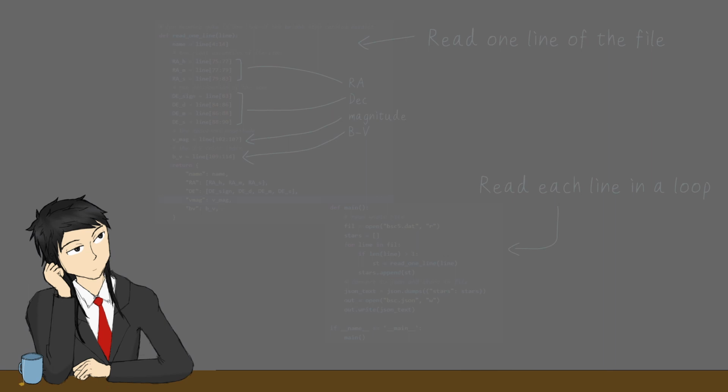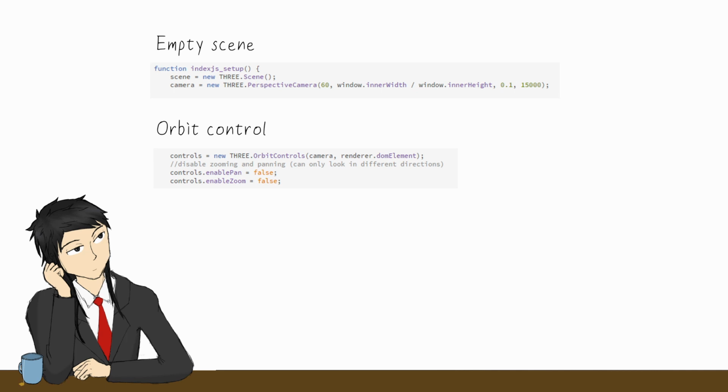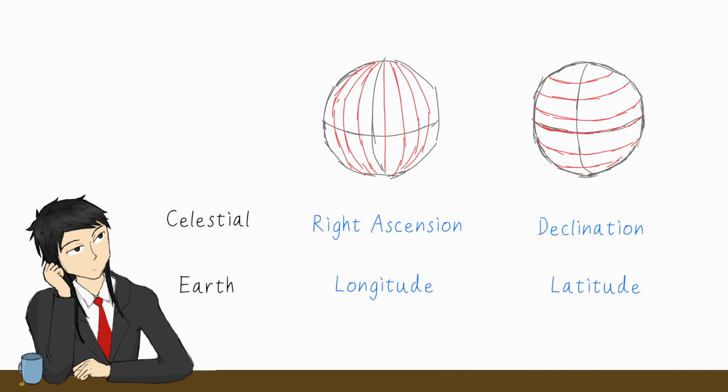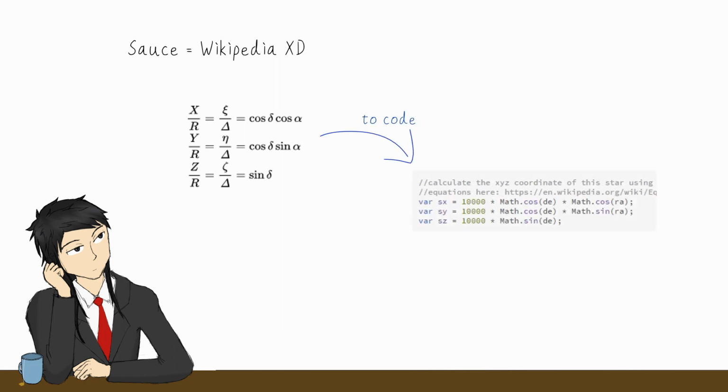Alright, now it's time to make the page and put the stars on the sky. We start the JavaScript code by creating an empty scene along with an orbit control for turning the camera. As I mentioned, the location of a star is identified by the right ascension and declination. They are like the latitude and longitude of the sky dome. From the sources, we can find these equations to convert the angles in the astronomical coordinates to the Cartesian coordinates. We're just simulating what we see on Earth without the need of going up to space, so we can just put distance as the same arbitrary large number.